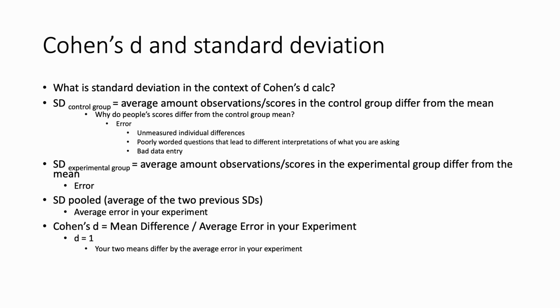I'm processing these ideas with you. At the end of the day, you don't need to know most of this. You do need to know that Cohen's d tells us the number of standard deviations apart our two means are. The number of standard deviations our two means are different by. I do want you to know that.